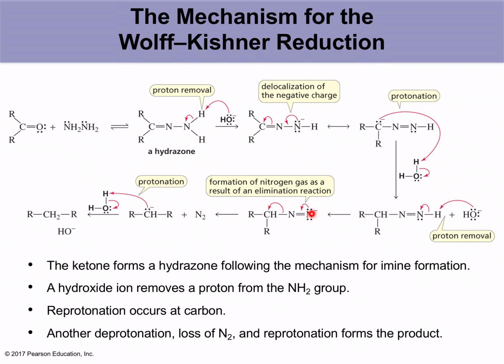The lone pair on this nitrogen forms another bond with this nitrogen. It had two bonds here, now it's going to form another bond, a triple bond. And then the nitrogen-carbon bond breaks and gives its electron to this carbon. You are familiar with the nitrogen Lewis structure, right? There is a triple bond between the two nitrogens, carrying one lone pair on each nitrogen.